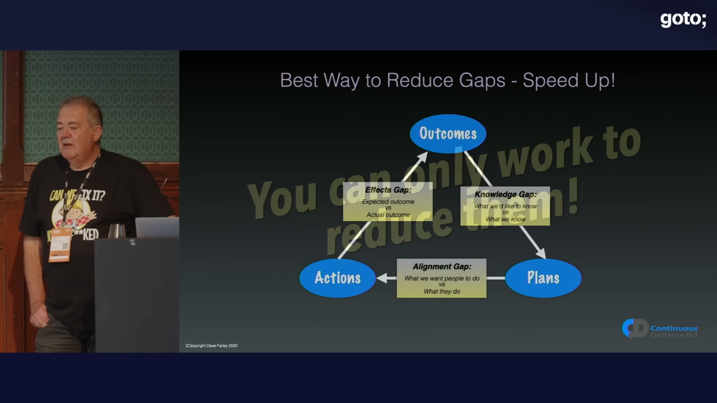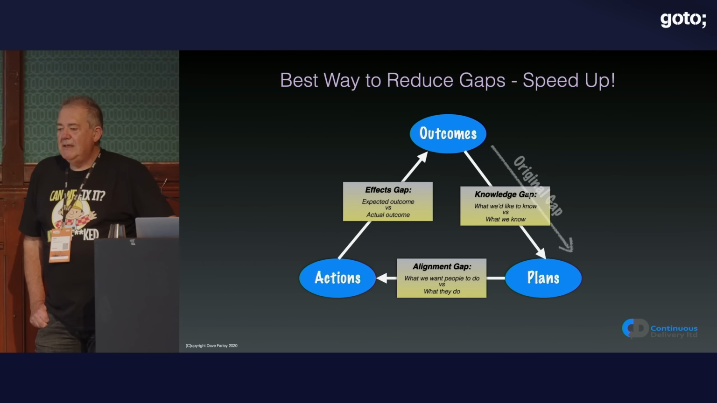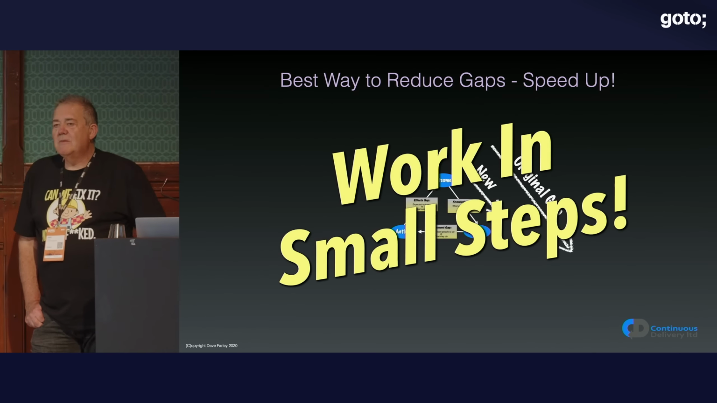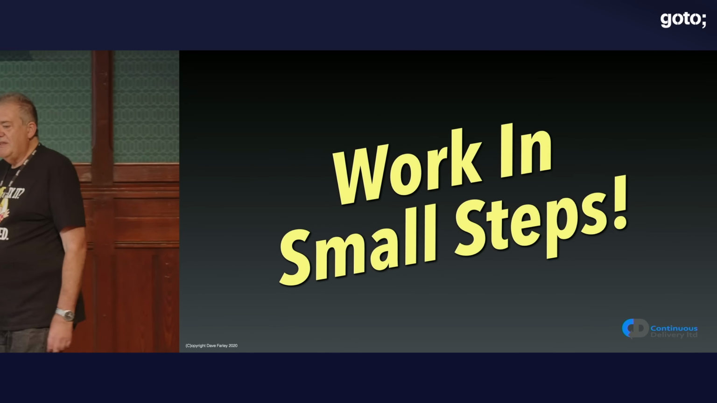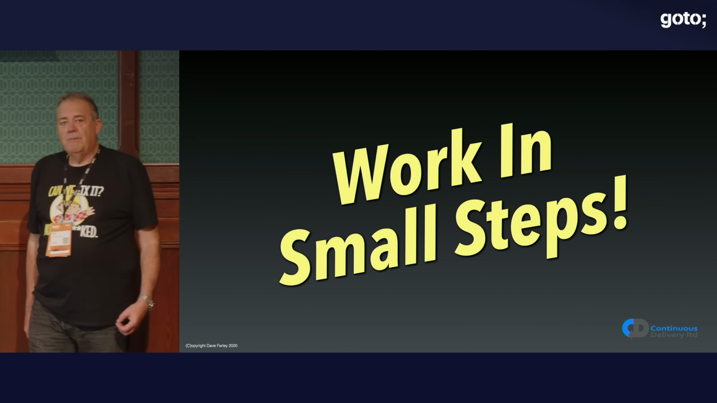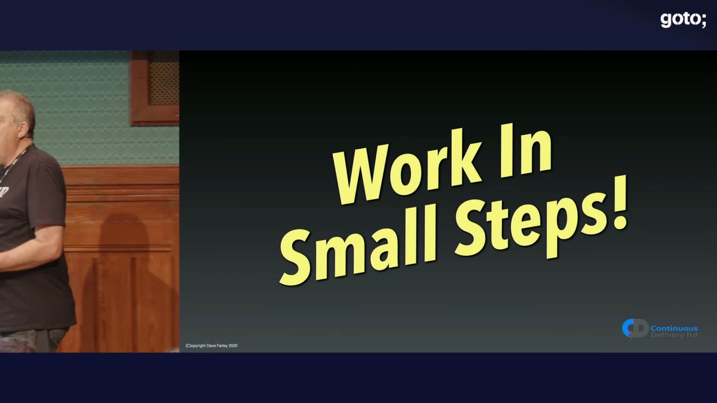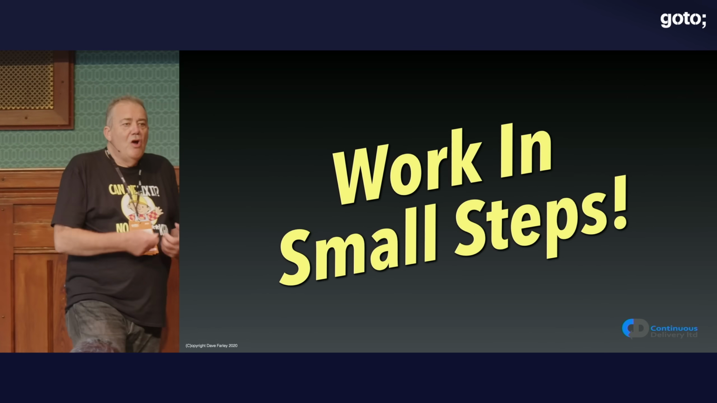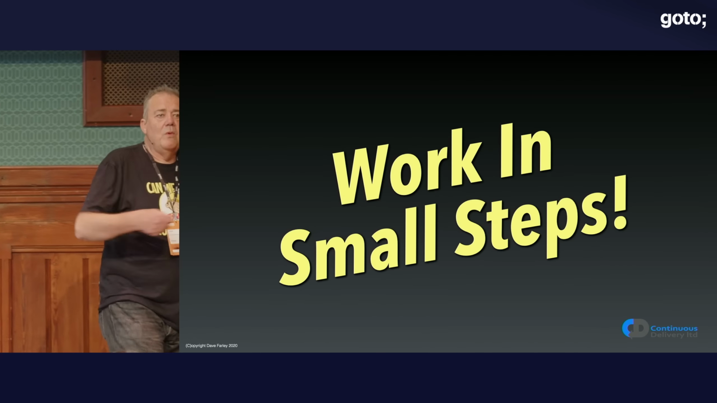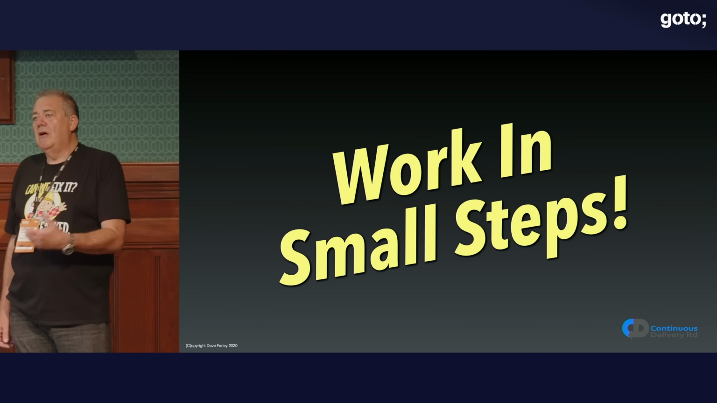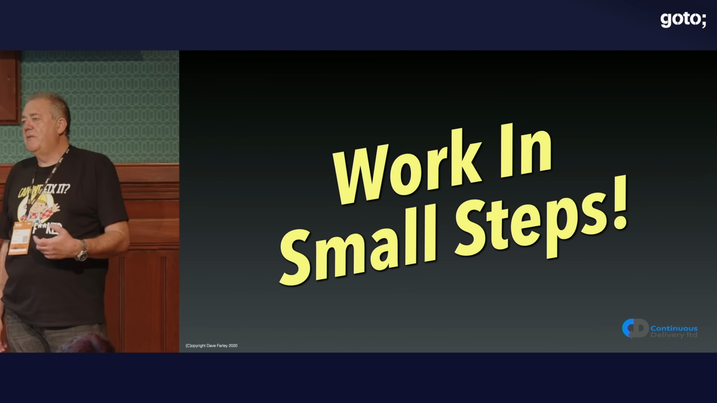And the way that you work to reduce them is you shrink the cycle. You work in small steps. You work in smaller steps, and that speeds up the process. That reduces the risk inherent in each of those gaps. If we're not sure what our plan should be, we can try something and see if it moves us closer to our goal or further from our goal. And if it moves us further from our goal, we change it.